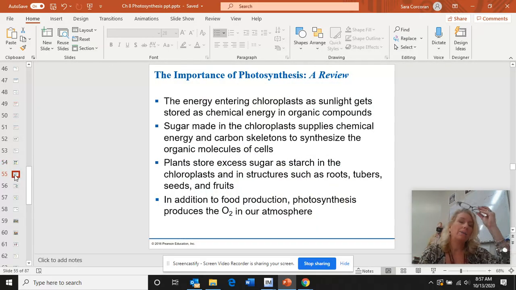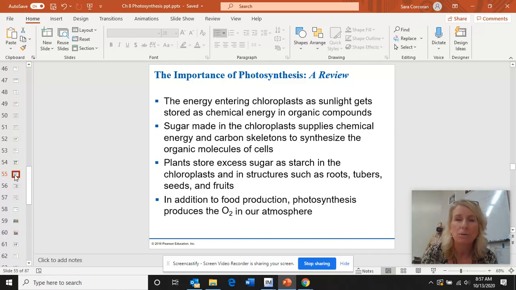Okay, so why do we care about photosynthesis? Well, obviously it powers the entire Earth and most ecosystems except the ones at the very deep sea bottom of the ocean that are powered by the heat of the Earth. Sugar is made in the chloroplast. It supplies chemical energy and carbon skeletons to synthesize organic molecules. Plants are made out of products that they create from taking carbon in. Plants are literally made from the carbon in the air.